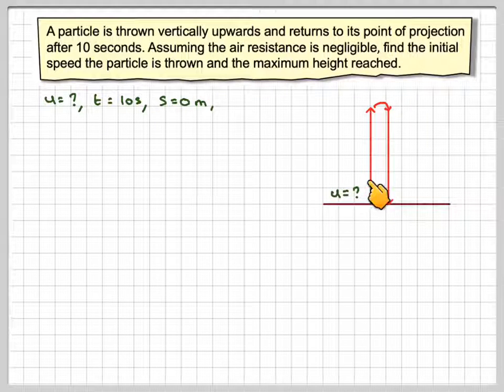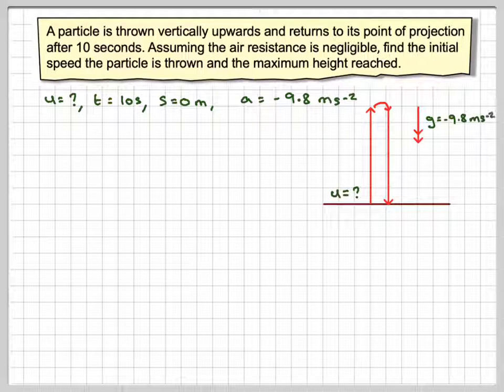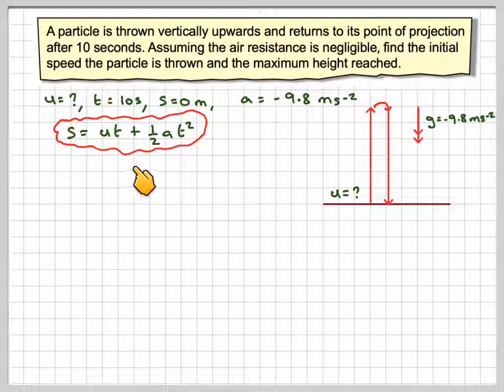We know if we go up and down that the displacement will be 0, and we know that gravity acts downwards at minus 9.8 meters per second squared. So S will be equal to UT plus a half AT squared. Where it touches the ground again, the displacement will be equal to 0.